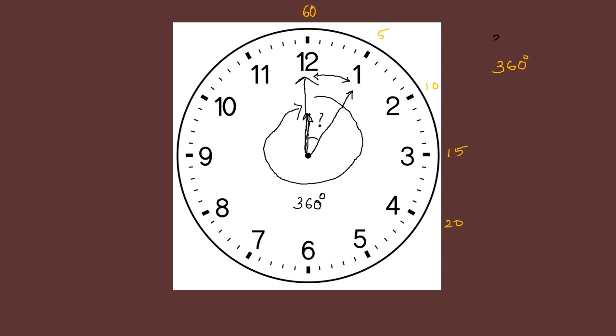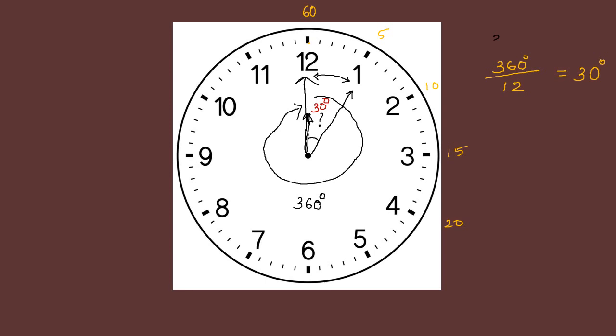Now if you take the numbers, starting from 12, then you have 1, 2, 3, etc., reaching up to 12. So 360 divided by 12, how much do you get? You will get 30 degrees. 3 twelves are 36, so it is 30 degrees. So each of these angles is going to be 30 degrees. Between 12 and 1, it is going to be 30 degrees.